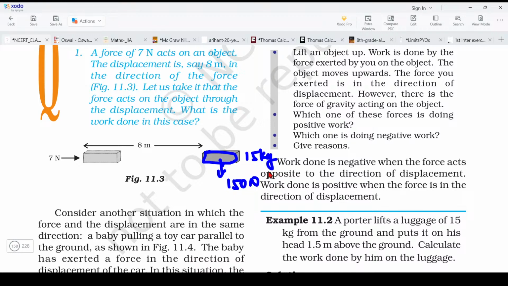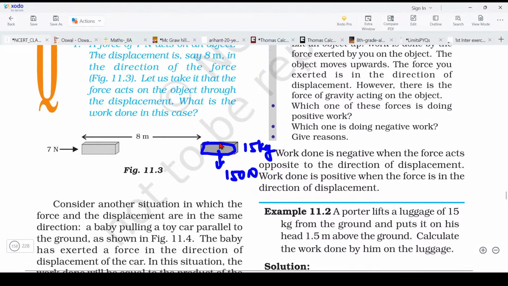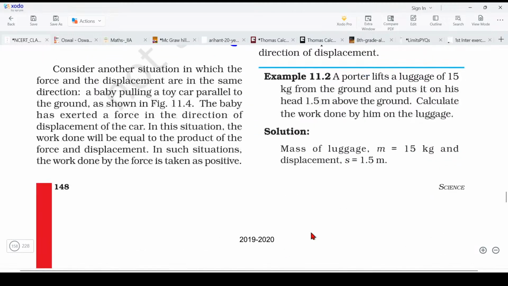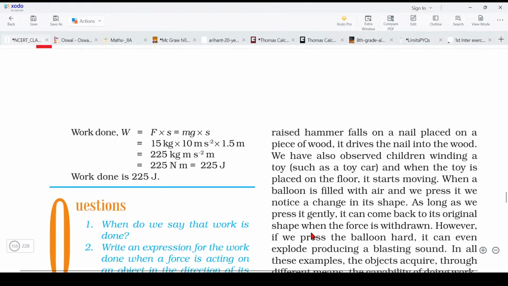Now, if you have to lift this up, what do you have to do? You have to at least balance this force. You have to apply a force in the opposite direction. What is the force you have to apply? 150 newtons. And what is the displacement? 1.5. So that's it, 150 into 1.5. Okay?